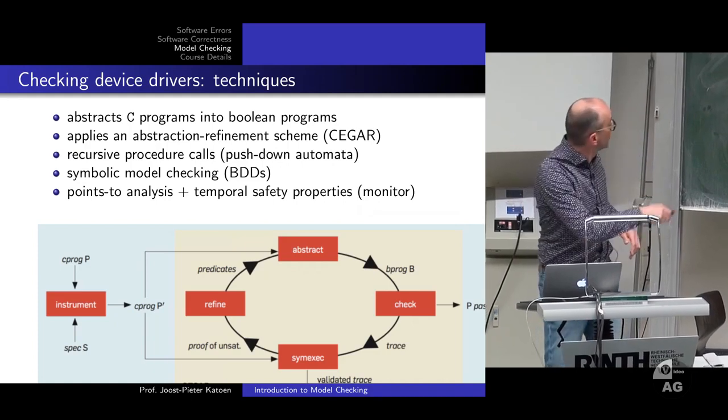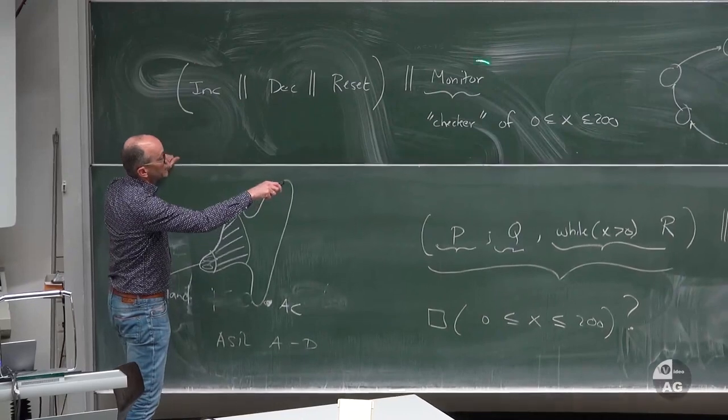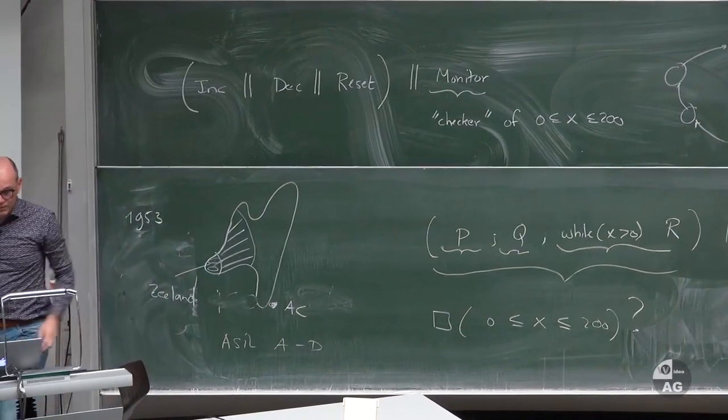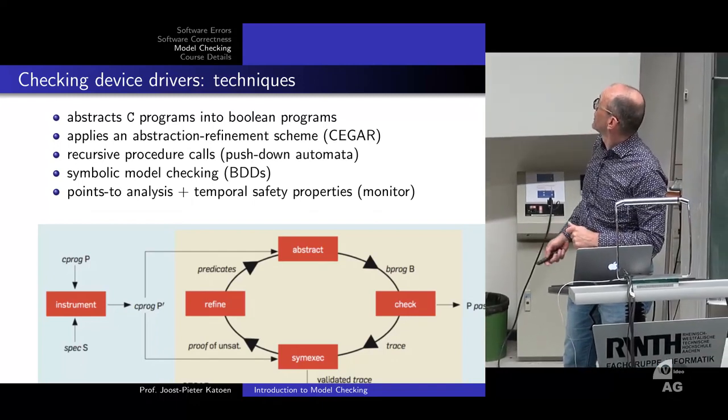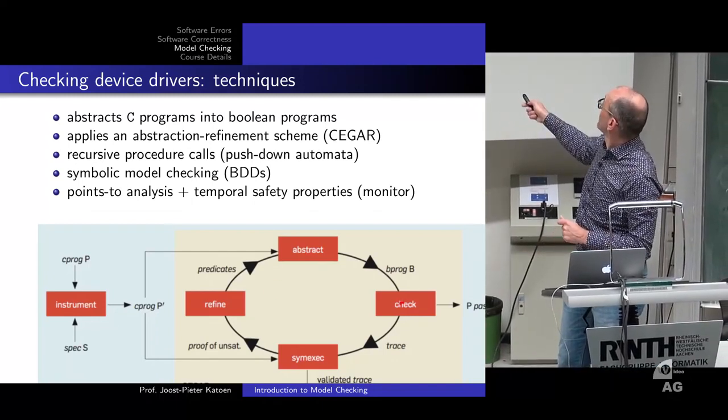Similar to the monitor we had over here. And that's what they do. Here is a graphical representation. So they have a program, then they make an abstraction, they check a property on the abstraction.